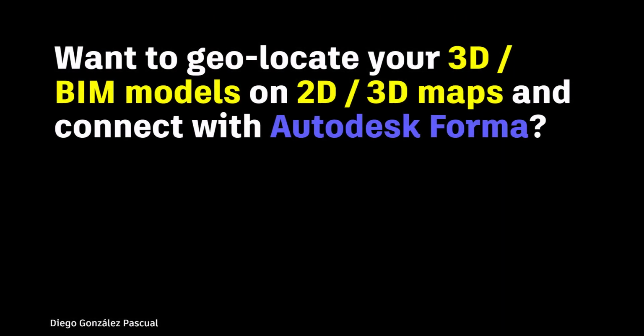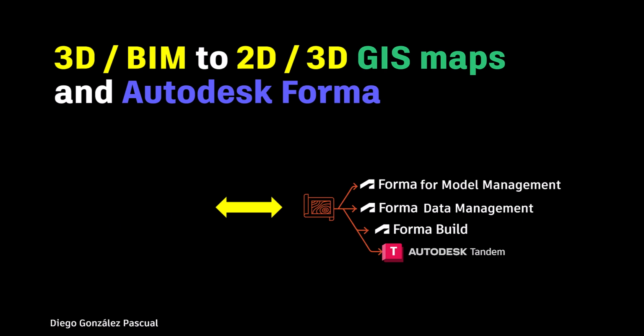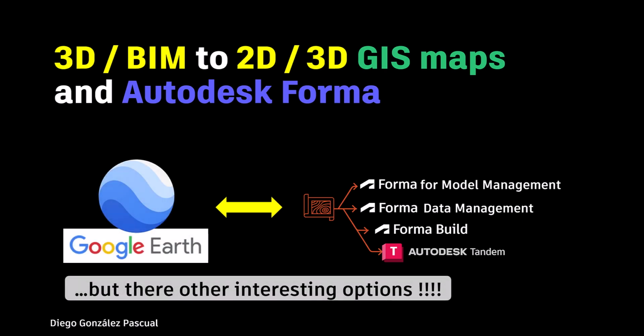Hello. In this digital construction workflow, we're going to see how to geolocate 3D or BIM models with GIS 2D and 3D maps, and then connect with Autodesk Forma. The best option at first sight will always be using S3D software, which has a seamless connection with the Autodesk Forma portfolio. But the truth is that you also have other interesting options such as Google Earth. Let's have a look at this.